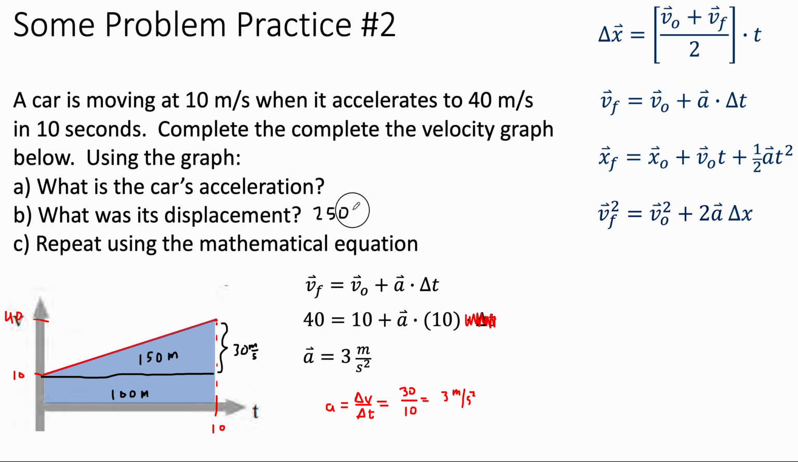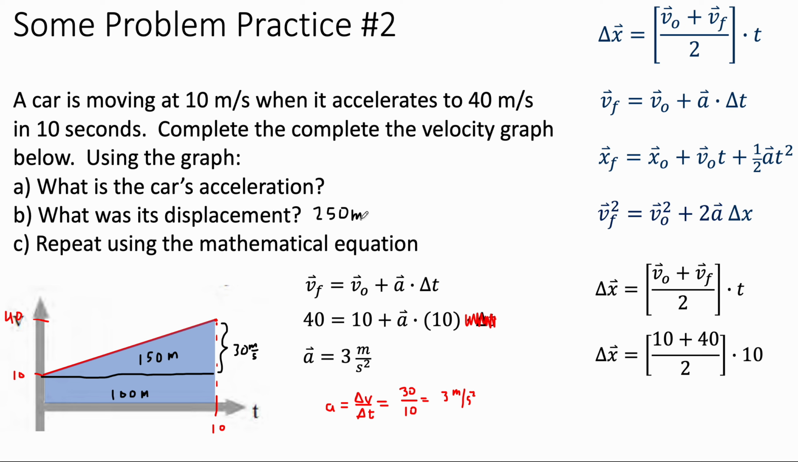And now it says repeat this using a mathematical equation. All right. Well, probably the easiest one, based on what we know, is this one. Our initial velocity is 10, our original velocity. Our final velocity is 40. Our time is 10. Solving it? Oh yeah, the same 250 meters.